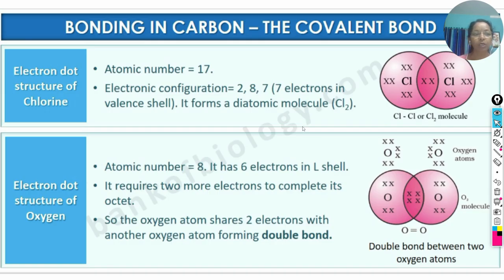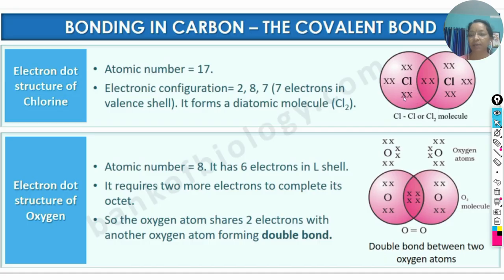Chlorine has atomic number 17, electronic configuration 2, 8, 7. So the last shell has 7 electrons. It needs one more electron to reach a stable state, just like argon. So it will share one electron so that it reaches 8 electrons, 2, 8, 8, the stable state, by sharing.